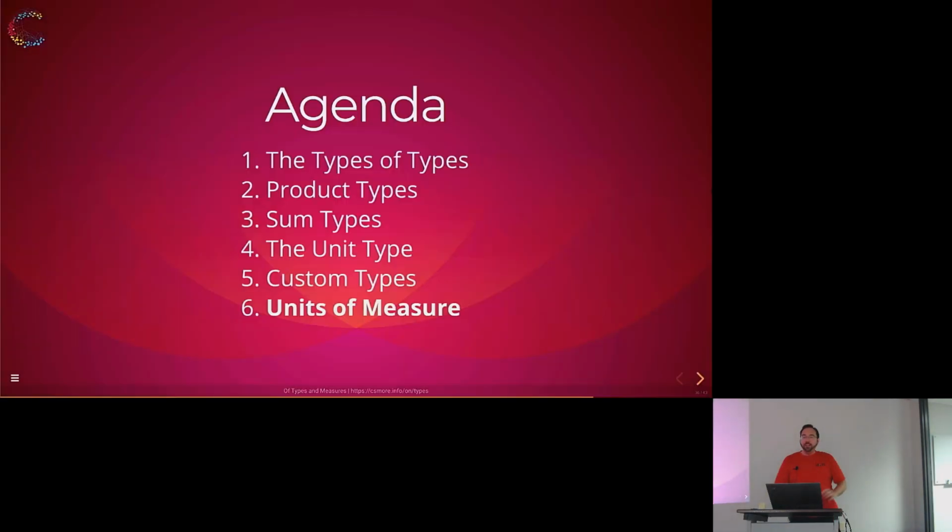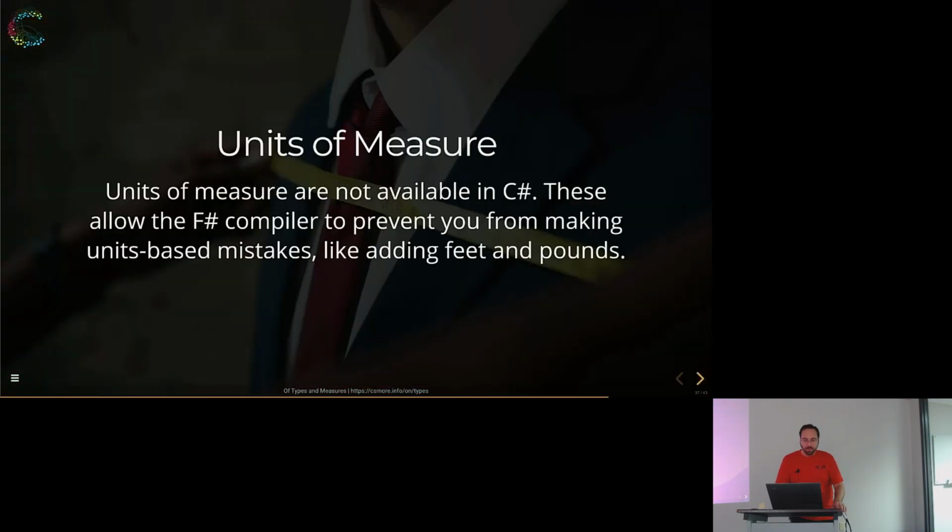All right, units of measure, last piece for tonight. You don't get these in C#. These are F# compiler only. They are compile time only. They are not runtime. They will prevent you from making units-based mistakes at compile time.